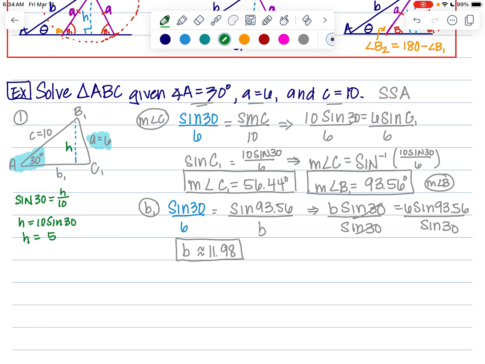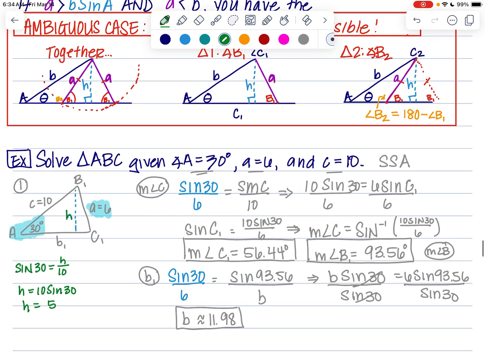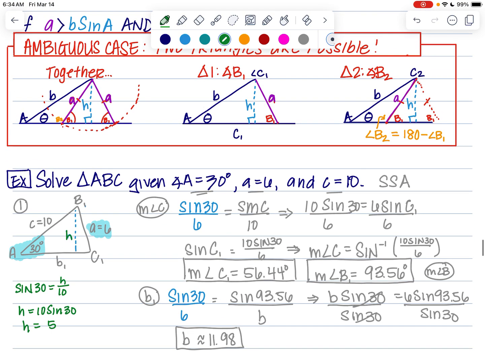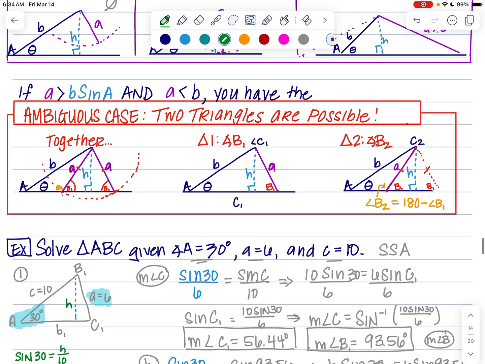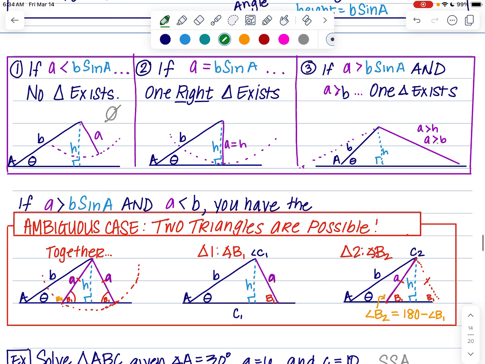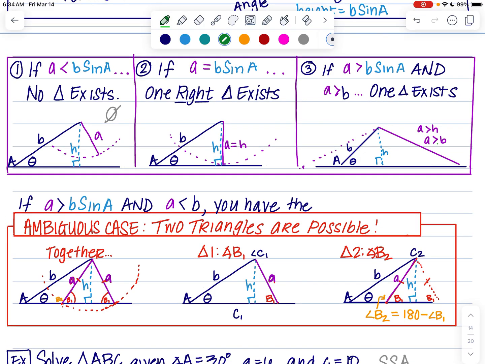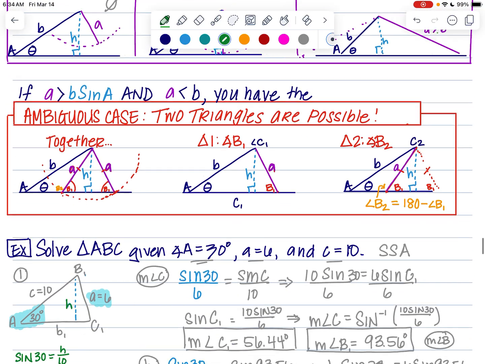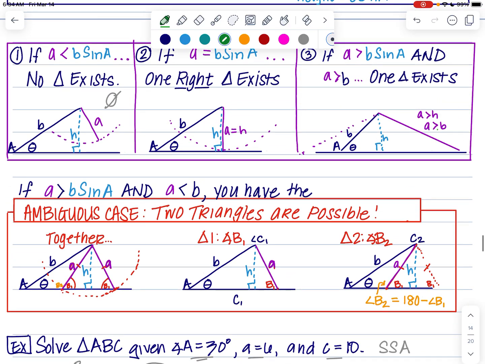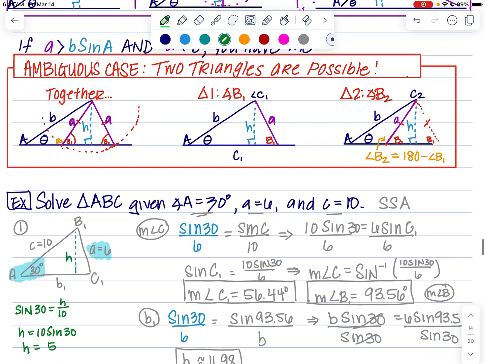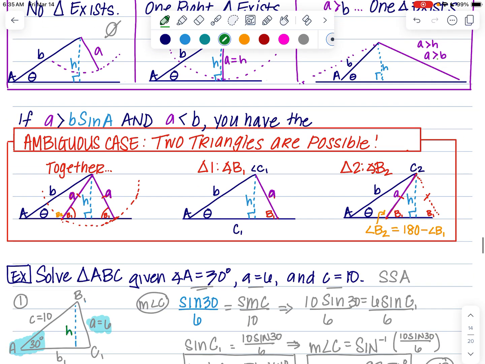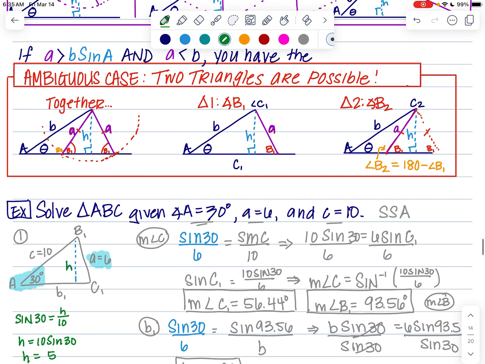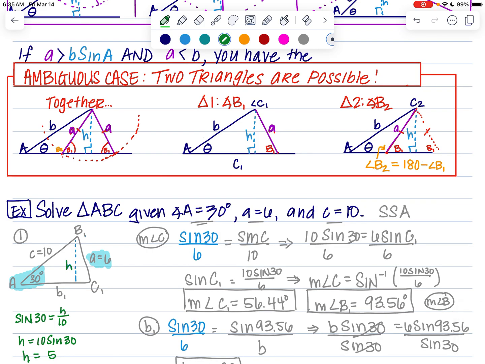Okay, so if I use that height is 5 information, I'm going to look at this ambiguous case. I'm going to look at all of these things. So A is bigger than my height. Okay, so option number 1, A is less than, nope. A is not equal to, A is bigger than the sine of A, yes. 6 is bigger than 5, but is A bigger than C? In this case, is 6 bigger than 10? No, so it's not one triangle. We do have the ambiguous case in this one. We are going to have to find two triangles.